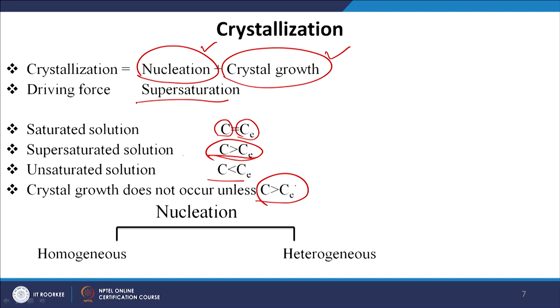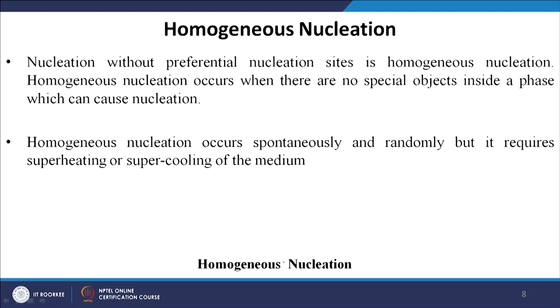Now, this nucleation can be categorized either as homogeneous nucleation or heterogeneous nucleation. We will discuss these 2 things in the next slide. So, homogeneous nucleation is nucleation without preferential nucleation sites. Homogeneous nucleation occurs when there are no special objects inside a phase which can cause nucleation. So, basically nucleation without a preferential nucleation site, that is homogeneous nucleation.